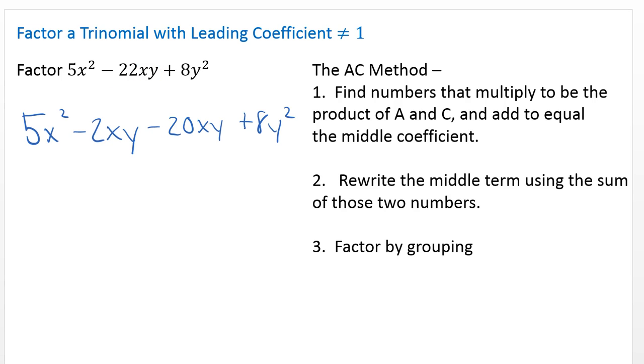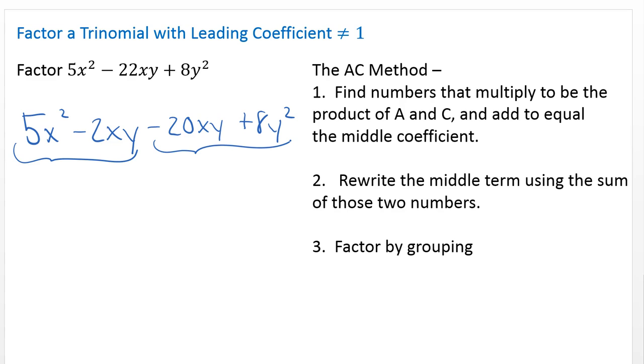Something else I'd like to point out is the order that I write the negative 2 and the negative 20 doesn't matter either. I could have written negative 20xy and then minus 2xy. Again, as long as those two numbers multiply to be 40, which was the 5 times 8, and add to be the middle number. Now what do we do? Step 3, listed down here, factor by grouping. So I'm going to group the first two terms together and the last two terms together.